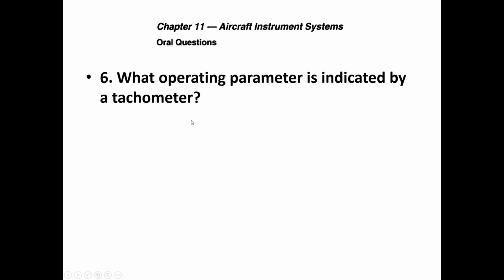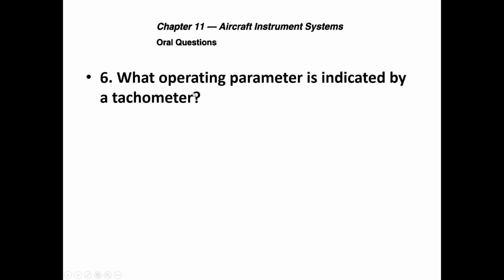What operating parameter is indicated by a tachometer? What does that tachometer read? Since we're mechanics, we pretty much know that a tachometer is going to read the engine speed, specifically what part of the engine. Well, you can't really say the pistons in reciprocating engines indirectly. What is actually measured is the revolutions per minute of the crankshaft.